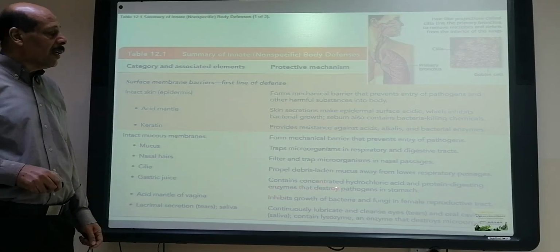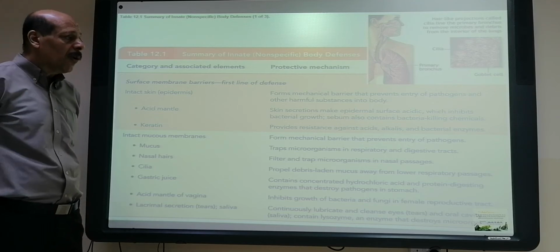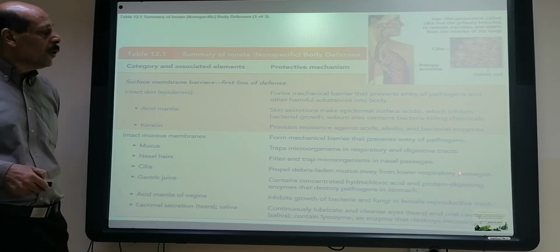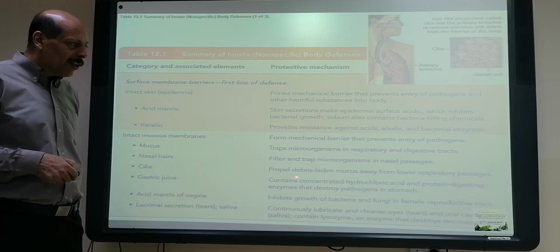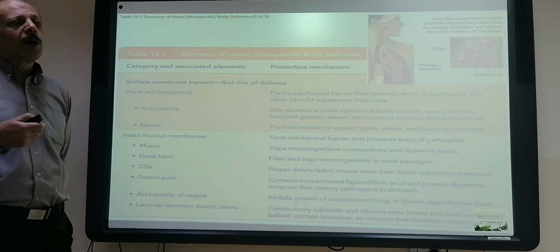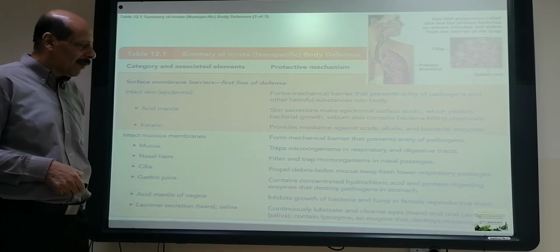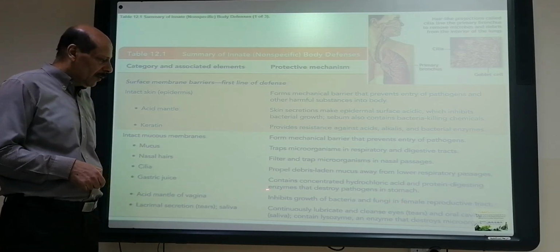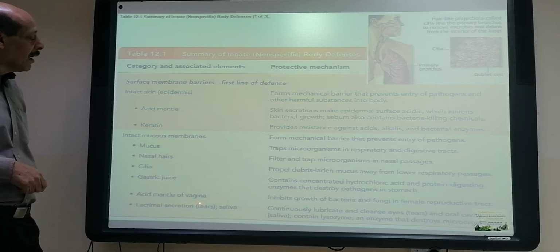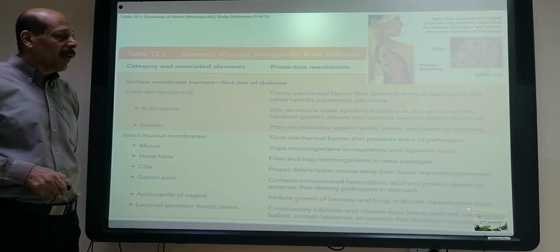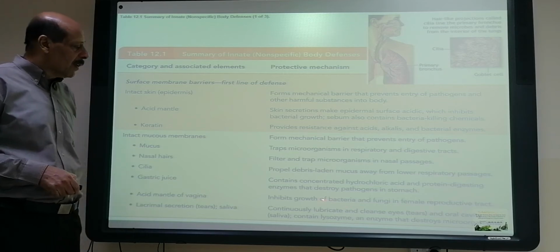The gastric juice contains concentrated hydrochloric acid. That hydrochloric acid is used for digestion of our food, but it will also destroy microorganisms that might pass into our stomach through the food that we are taking. So it contains concentrated hydrochloric acid and protein-digestive enzymes that destroy pathogens in our stomach. Also, the acid mantle of the vagina inhibits the growth of bacteria and fungi in the female reproductive system.